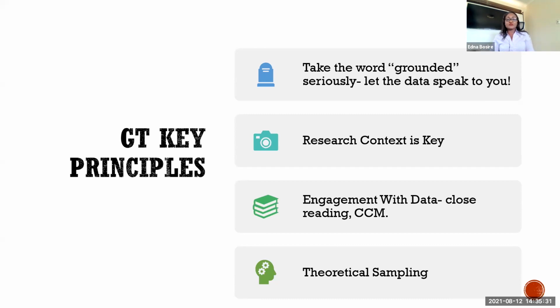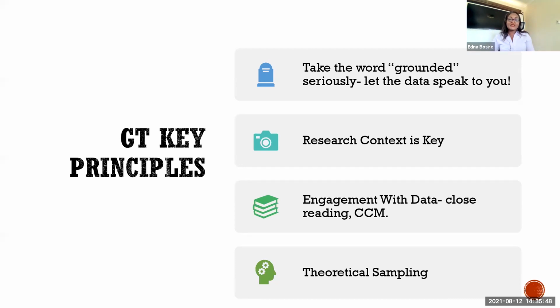Remember, you have to engage with the data as close as possible by doing the constant comparison method that I talked about. Then lastly, theoretical sampling is very important for grounded theory. Theoretical sampling is where you identify gaps and go back to the field to fill those gaps.